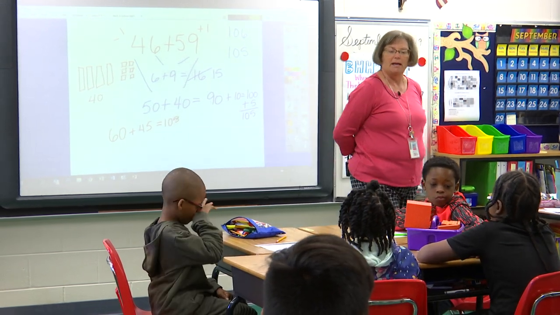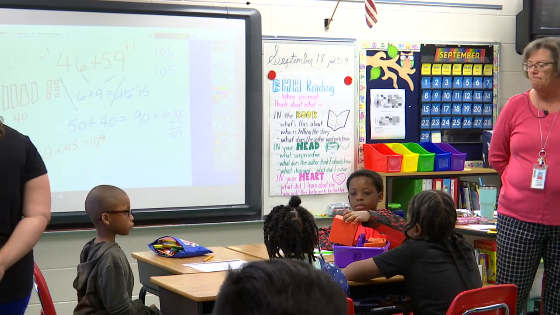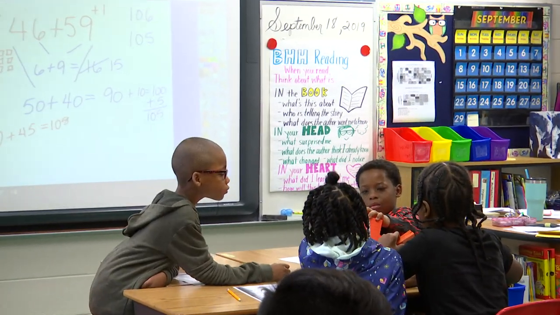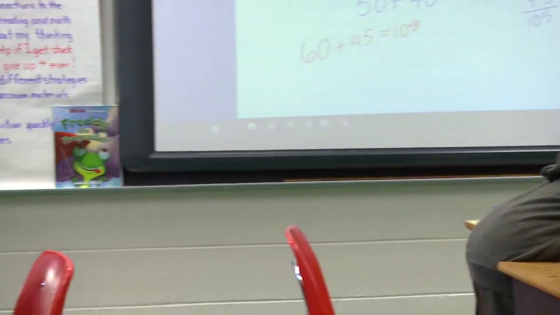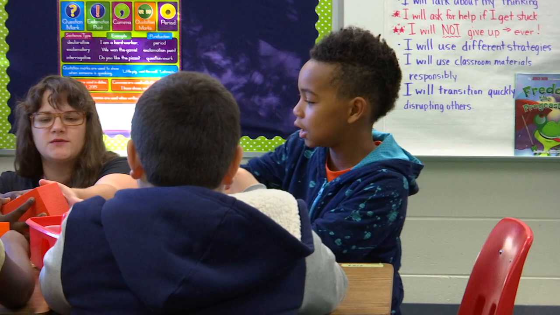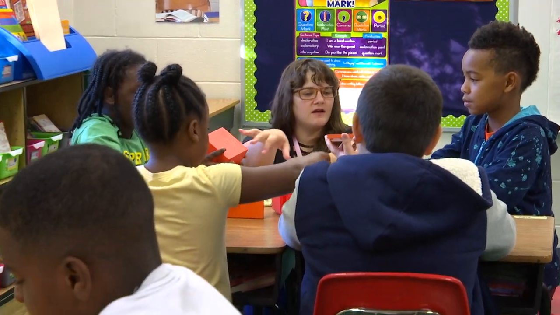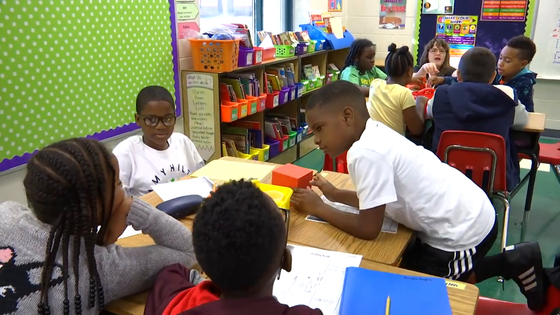So take a minute and look and see what you have in your bins. And talk to your partner at your table about what you see. What is this one? Okay. What are these? One.